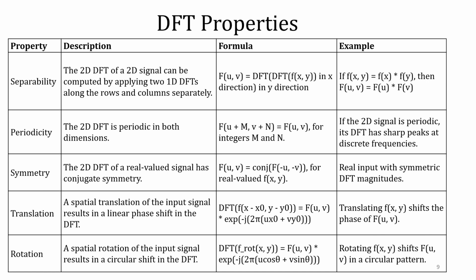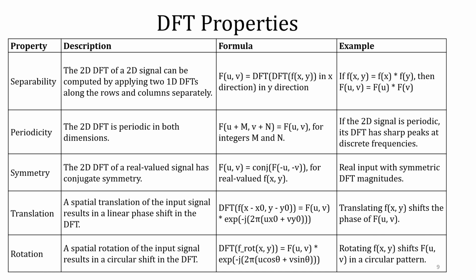Here some of the DFT properties are shown. It has the properties called separability, periodicity, symmetry, translation and rotation. Separability means here we could see that if f of x comma y is equal to f of x into f of y, where the star represents the convolution symbol. In time domain, if f of x comma y is the value for f of x star f of y, then the transformed domain also will have the capital F of u star F of v, the same property.